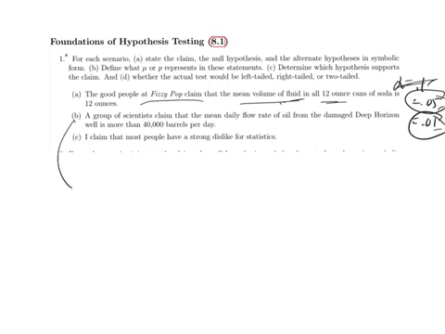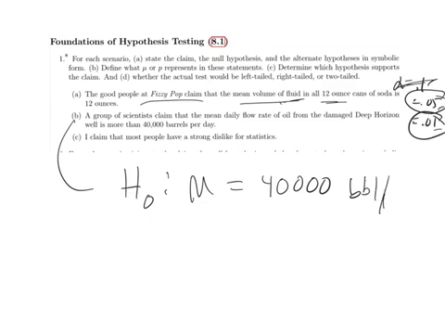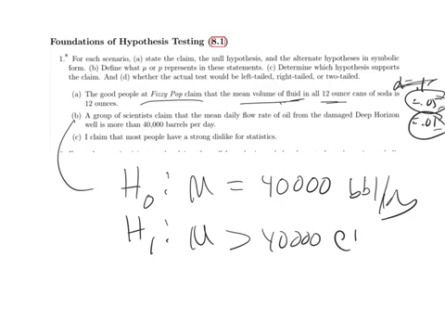Okay, then for B it says a group of scientists claim the mean daily flow rate from the damaged Deepwater Horizon well, that's getting to be a long time ago, is more than 40,000. So British Petroleum would like to say, no, the mean amount of oil being lost is no more than 40,000 barrels per day. And then, of course, the scientists are claiming that it's more than that. So H1 or HA, the mean is greater than 40,000. So that's a right-tailed test. See how that's the claim? That's the group of scientists' claim.